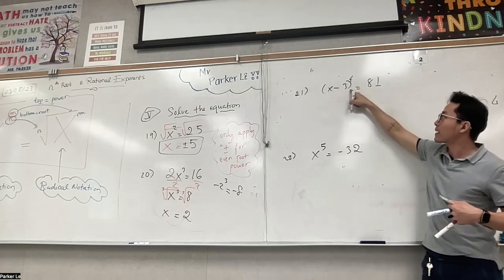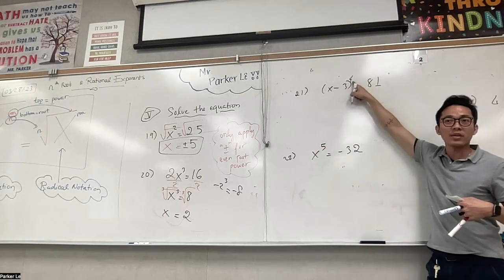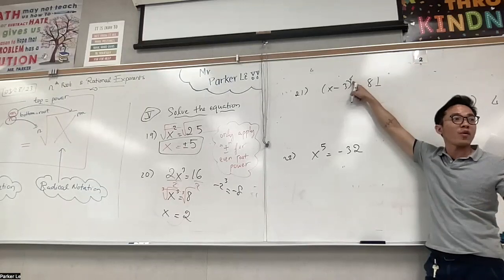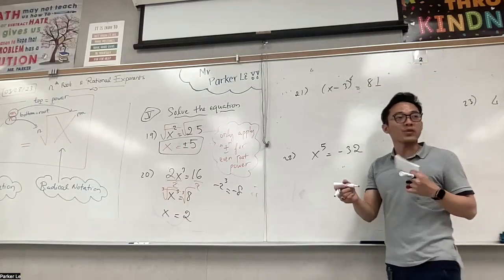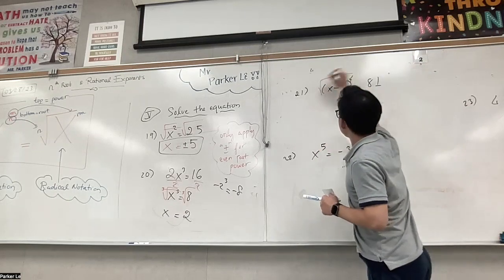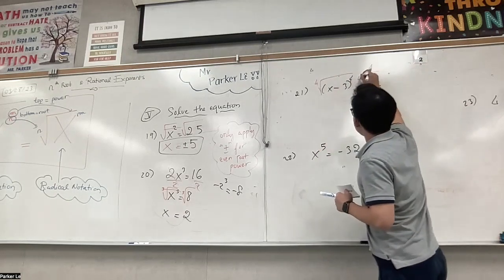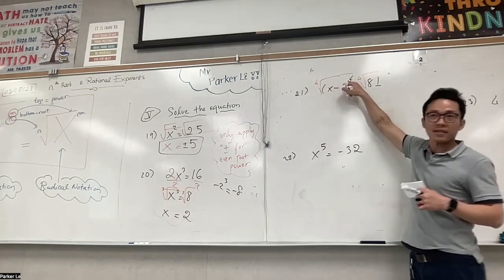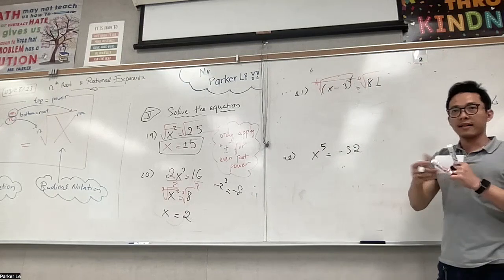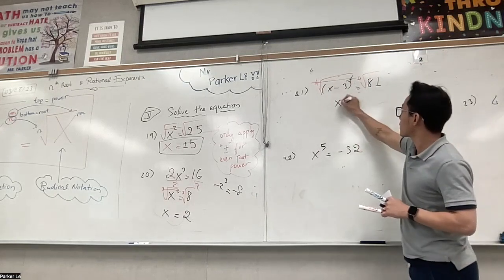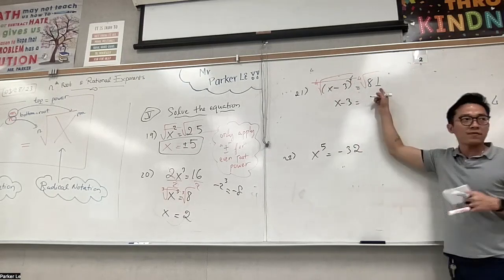Okay, if you want to get rid of the parentheses, you need to get rid of the 4, right? How can I get rid of the 4? Not the 4 square root, the 4 root. You take the 4 root, and you cancel those 4s. So x minus 3. What is the 4 root of 81?